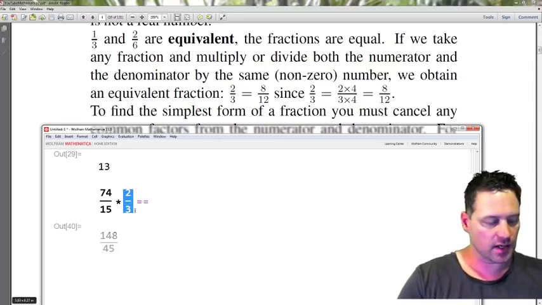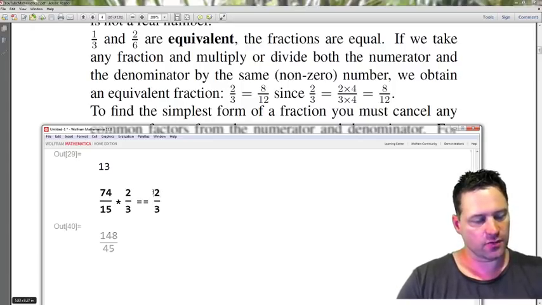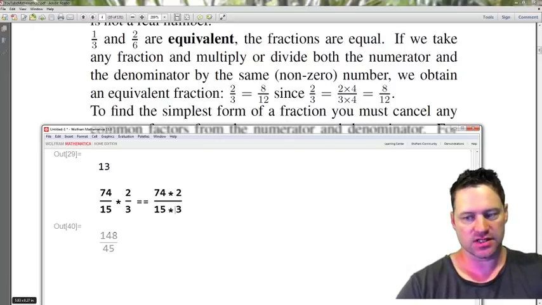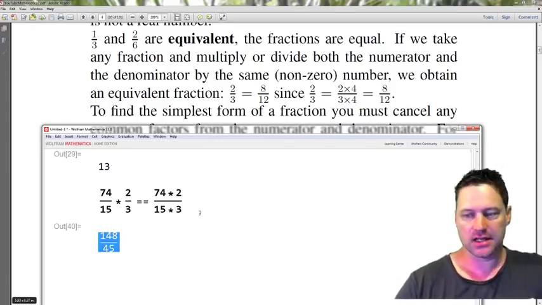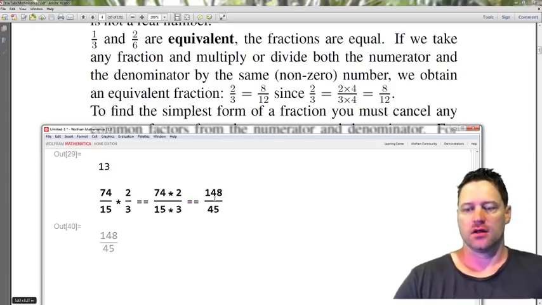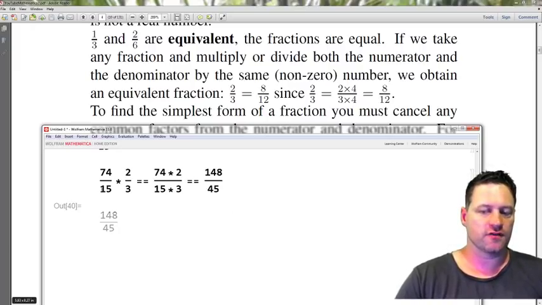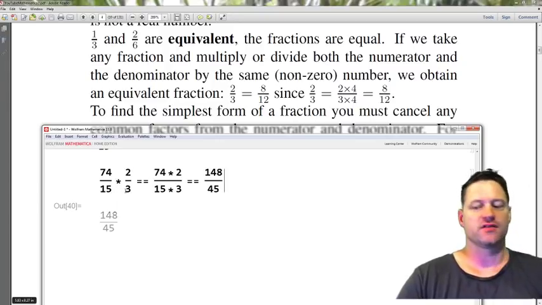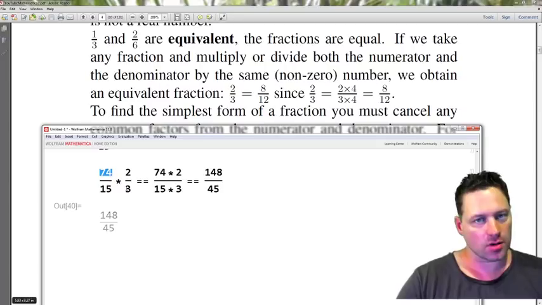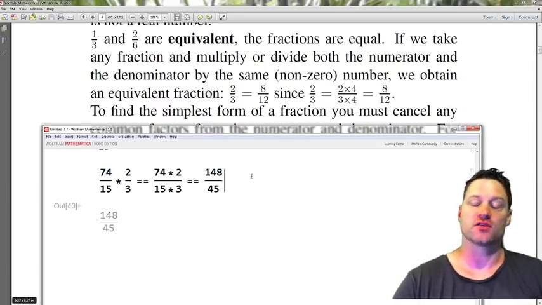So I'll copy a fraction. What do we have? 74 times 2 over 15 times 3, and then we find that that is equal to 148 over 45. Since 2 and 15 don't have any common divisors other than 1, likewise 3 and 74 don't have any other common divisors other than 1, this is already reduced, 148 over 45.